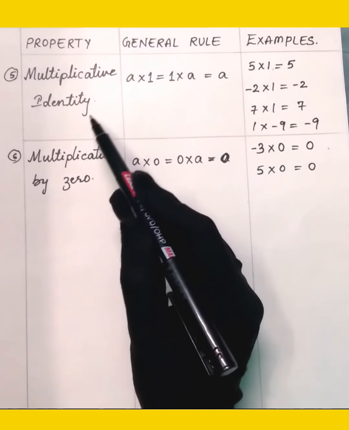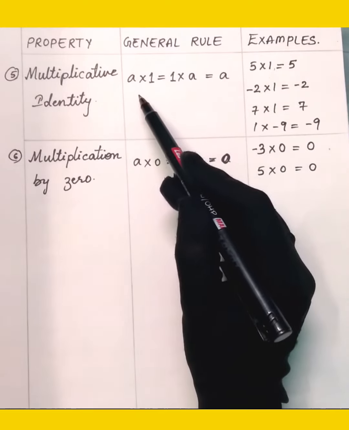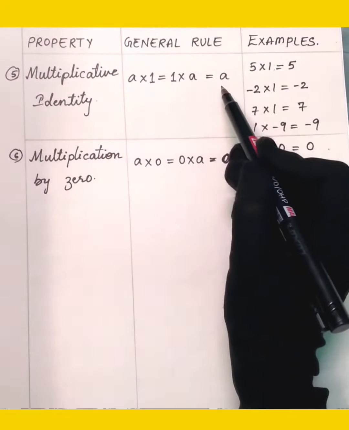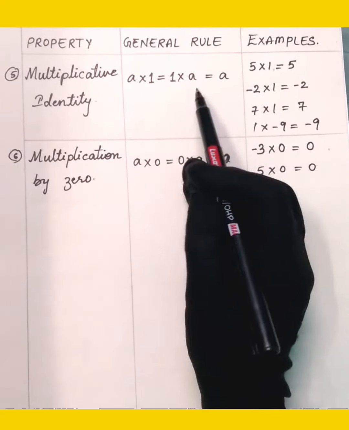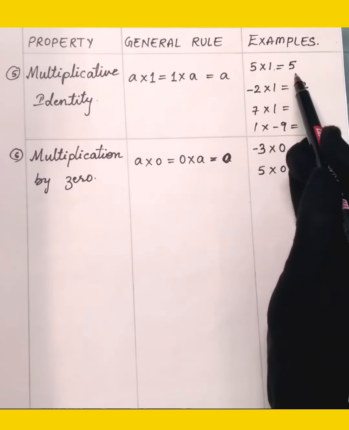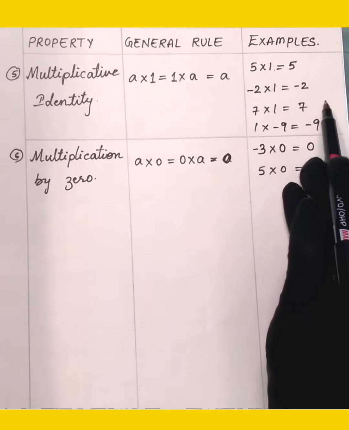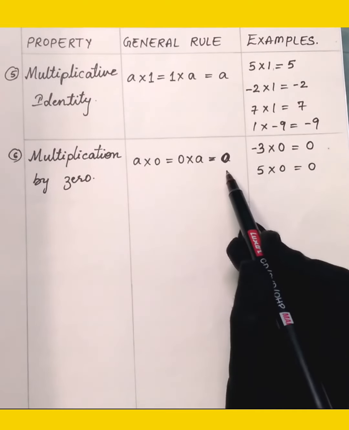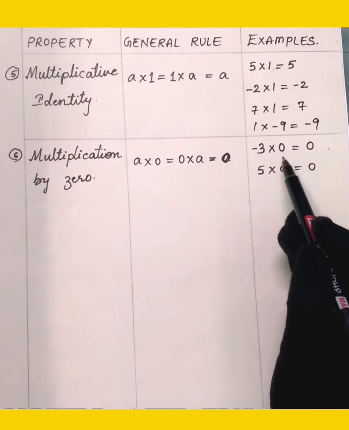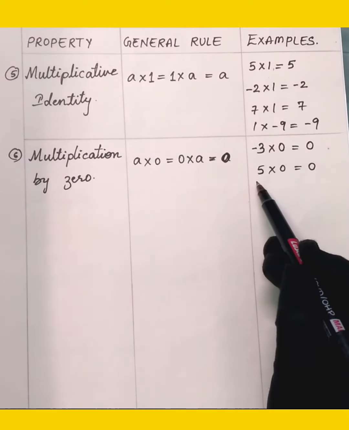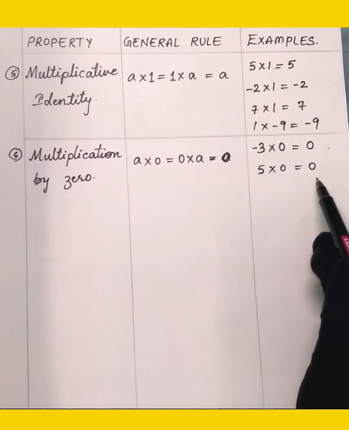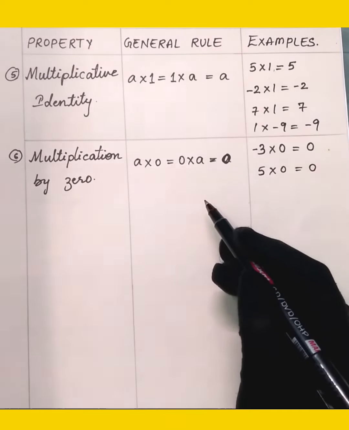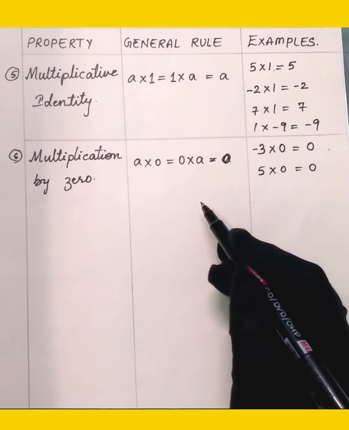Next property is multiplicative identity. If integer a is there, when you multiply it with 1, we get the same integer. That means when you multiply any integer with 1, it does not change its value. Like 5 into 1 is equal to 5. Minus 2 into 1 is equal to minus 2. Multiplication by 0: if you multiply any integer with 0, we get 0 only. Like minus 3 is an integer, you multiply it with 0, we get 0. 5 is an integer, multiply it with 0, we get 0. 5 zeros are 0. Hope you understood all these properties under multiplication. You can try all these properties by taking other examples. Thank you so much.